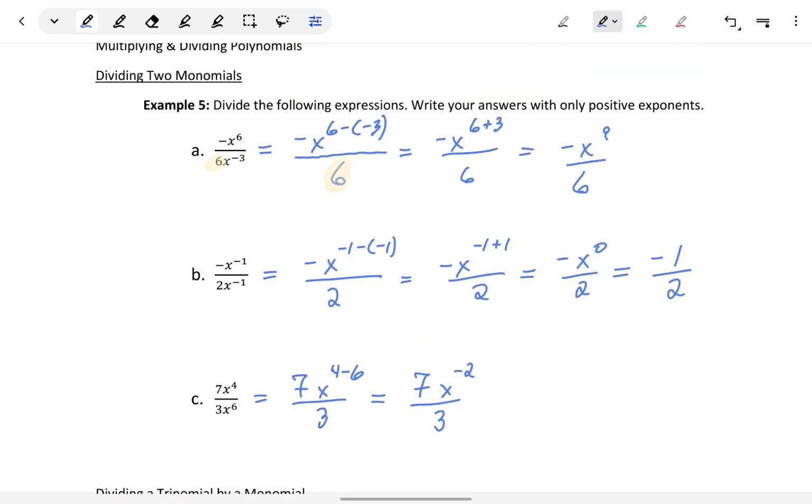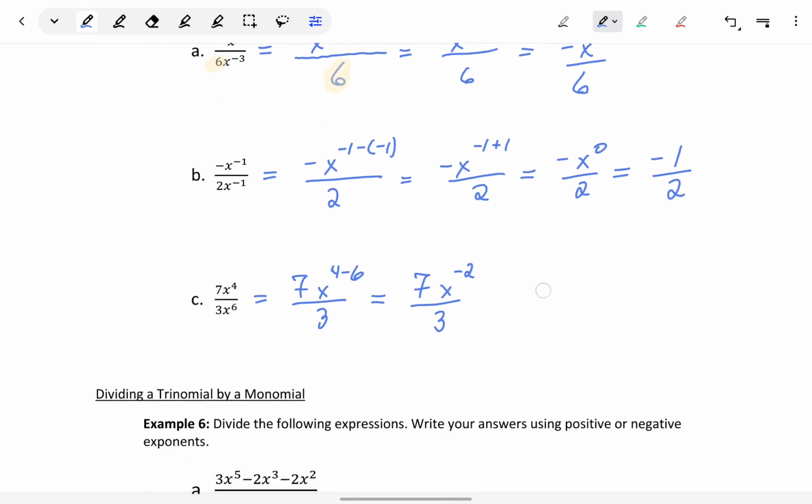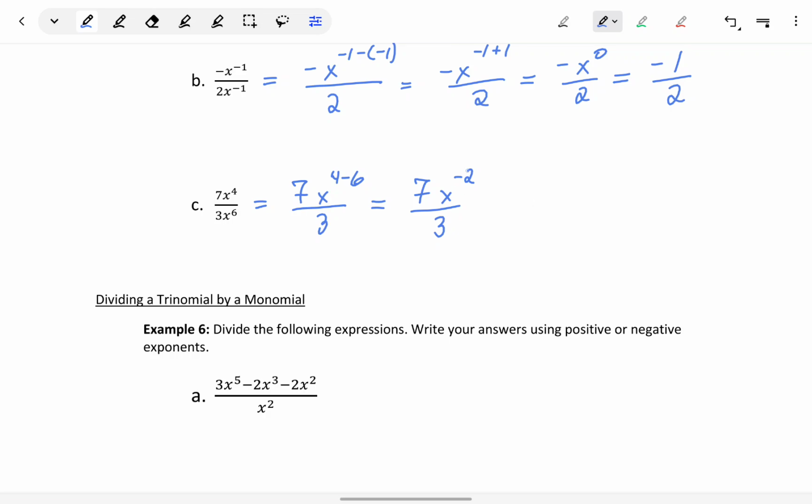And since we're told again in our directions to only use positive exponents, we need to turn that negative 2 into a positive 2 by moving that expression down into the denominator. So this will become 7 over 3x squared.